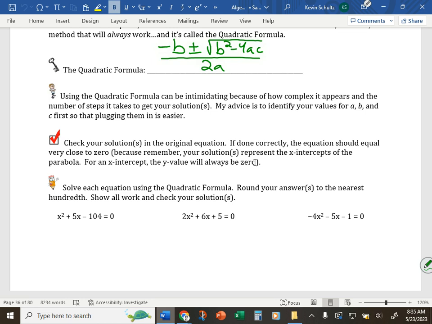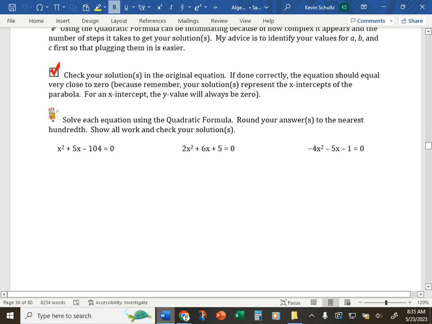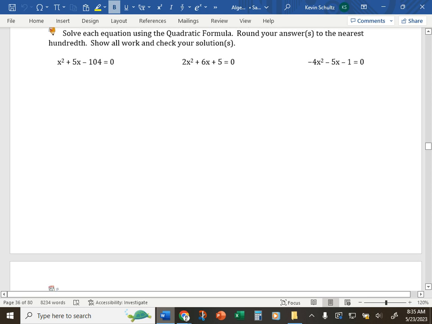That's the benefit. You don't have to decide what form the equation is in, and therefore what method you should use. This one will always work. It's not as efficient, but it'll always get the job done. What's important, obviously, is to know the formula, but also remember what your A, B, and C values are.